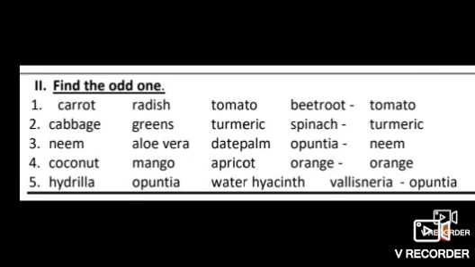Then fourth one, coconut, mango, apricot, orange. Orange is the odd one because it has many seeds in it. Then fifth one, hydrilla, opuntia, water hyacinth, vallisneria. Opuntia is the odd one. Hydrilla, water hyacinth and vallisneria are all aquatic plants.